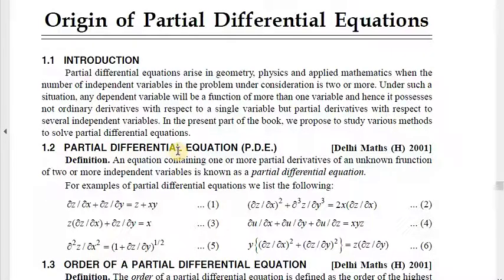Welcome to the class for partial differential equation. In this section, we'll be learning how to form a partial differential equation and how to solve a few types of partial differential equation. I think all of you know what a partial derivative is.